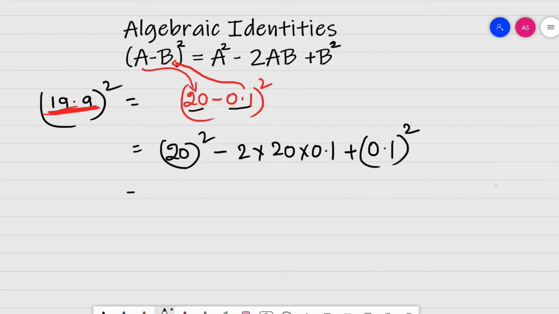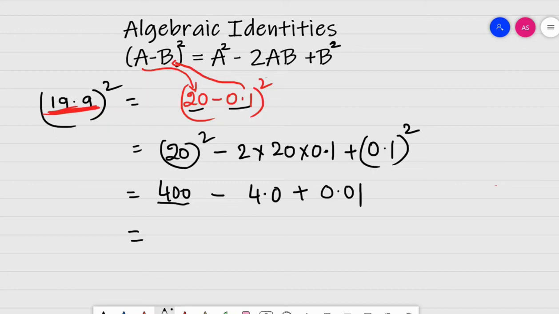Now see, 20 square is nothing but 400 minus, see, 2 into 20 is 40. 40 ones are 40, but after one place you have to put a decimal point because you have one decimal here. Plus (0.1) whole square. 0.1 into 0.1 is nothing but 0.01. Now how will you do this?